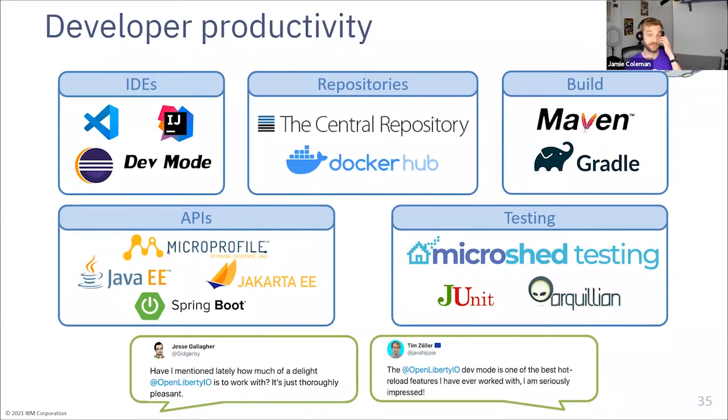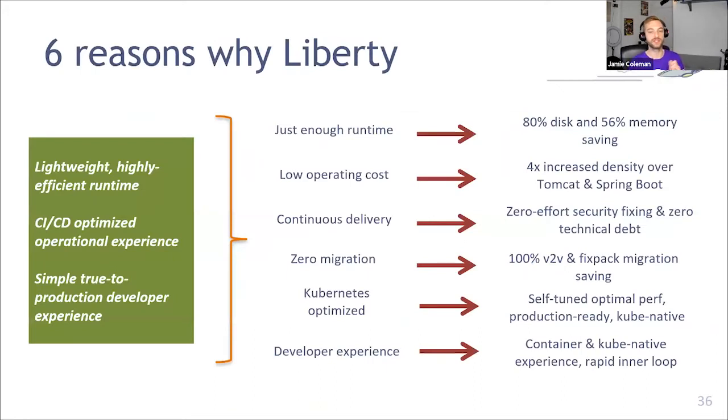So supporting the main IDEs, having our stuff in the main repositories, etc., using the latest and greatest build tools, supporting the main API, so things like MicroProfile and Jakarta EE. That's what we're going to use later. We're going to deploy a MicroProfile and Jakarta EE application. But it also supports things like Spring Boot, and it has some amazing performance benefits using Spring Boot, like nearly double the throughput. So if you are using Spring, do check out OpenLiberty and what it can provide you. So 6 reasons why Liberty.